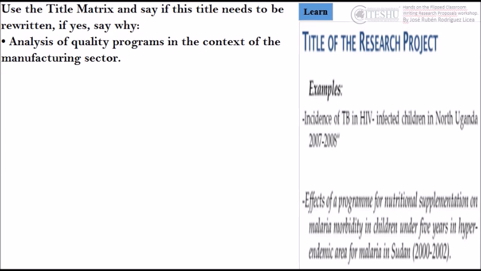Use the title matrix and say if this title needs to be rewritten. If yes, say why. Analysis of quality programs in the context of the manufacturing sector.